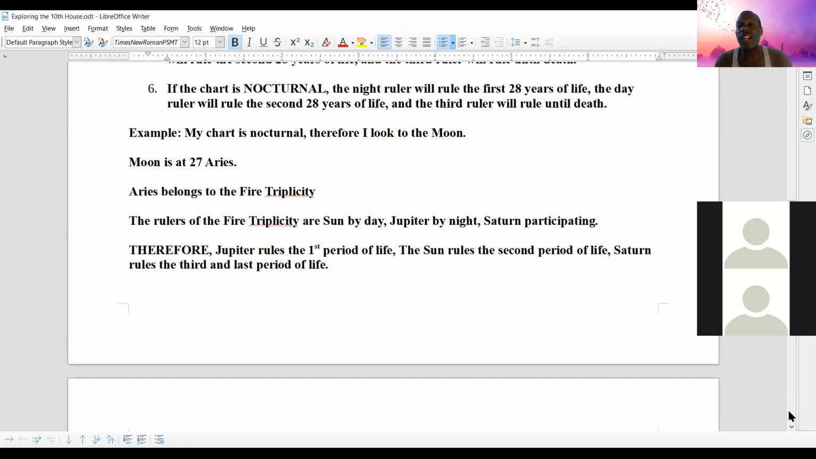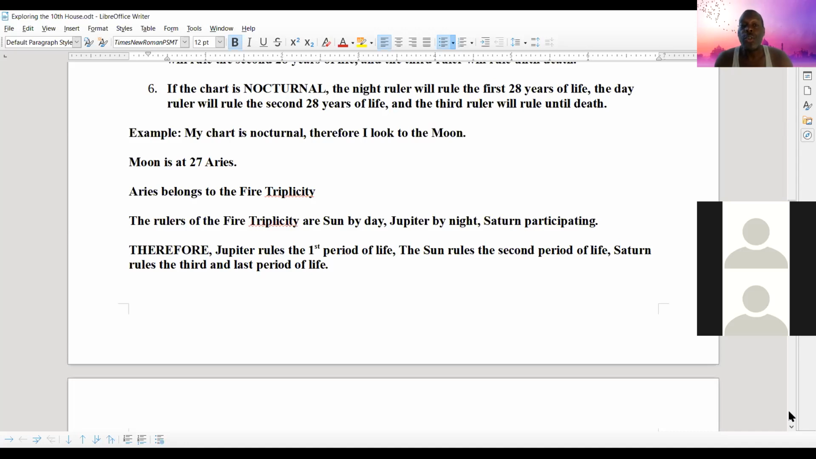So my chart is nocturnal, therefore I took the moon. Let's say the moon is the ruler of the 4th in this particular case, okay? So I used the moon. The moon is at 27 Aries. Aries belongs to the fire triplicity. The rulers of the fire triplicity are Sun by day, Jupiter by night, Saturn participating in that order by day.